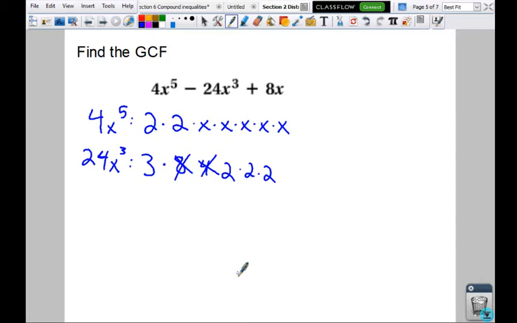Dancing Star, how many x's am I going to have? 3. Yep. So I'm going to go times x, times x, times x. Pretty good. And then my last one is 8x.